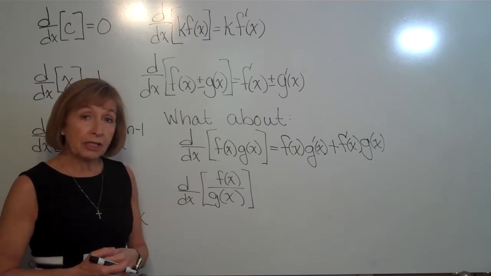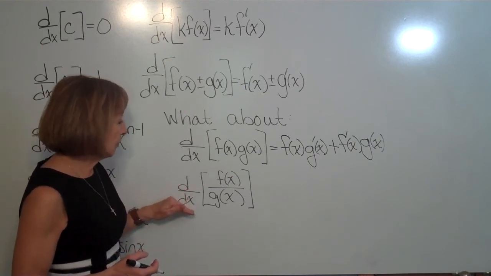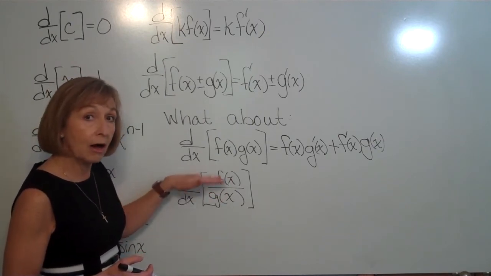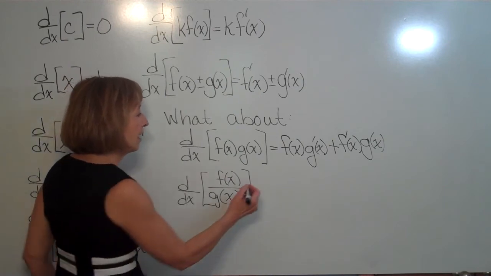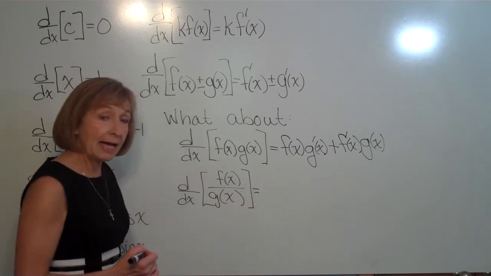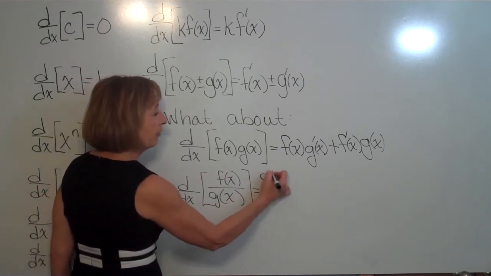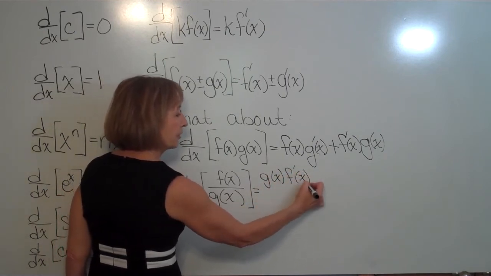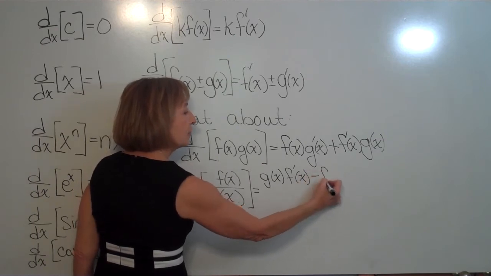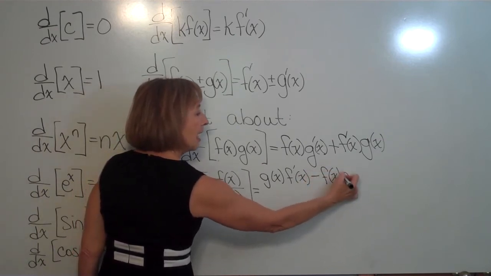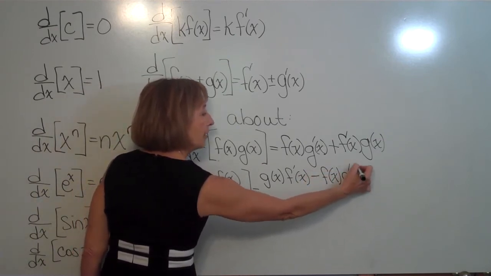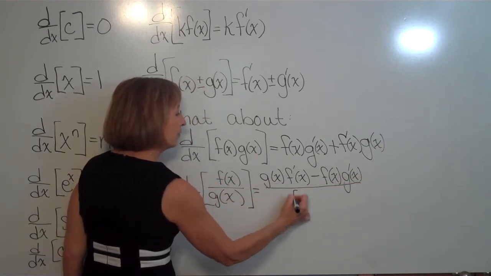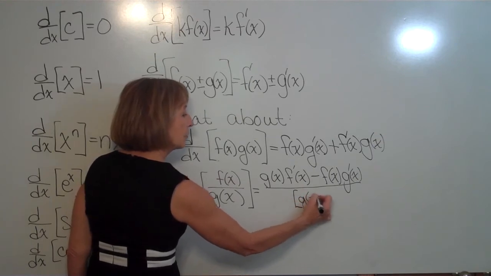Now, what about the quotient? Well, if you're differentiating with respect to the variable that the functions that are in a quotient are written in, then the way you differentiate that is the denominator function times the derivative of the numerator function minus the numerator function times the derivative of the denominator function all over the denominator function quantity squared.